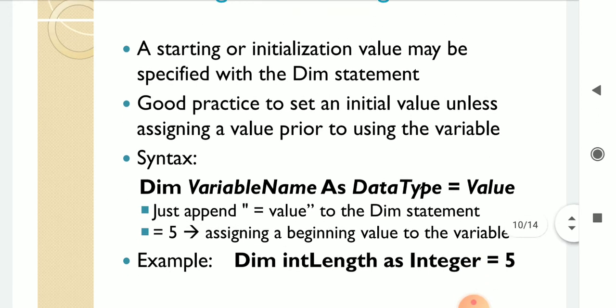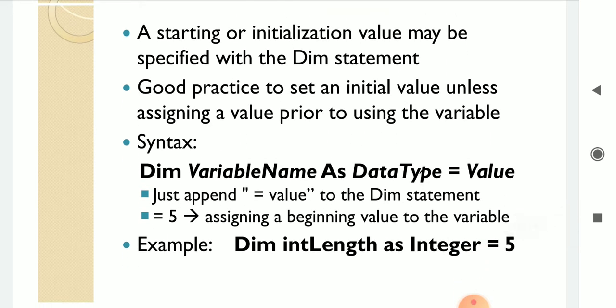This you have to specify explicitly as the programmer. As for example, Dim intLength as Integer equal to 5. So 5 is a value which the programmer is giving. If the user is giving another value, then automatically that other value will take place in the variable. But if the user is not giving any value, then by default 5 will be there.